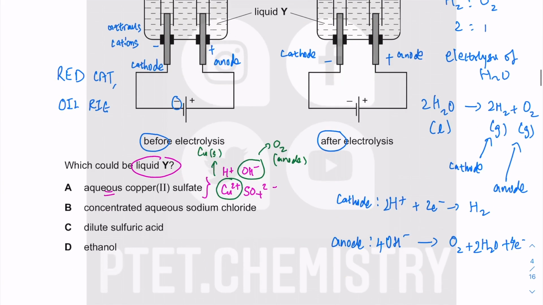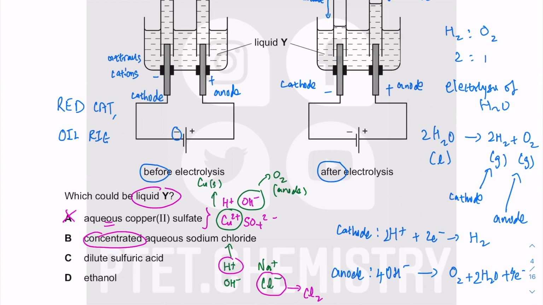So aqueous copper(II) sulfate is definitely incorrect. Aqueous sodium chloride, so I can tell you H+, OH-, Na+, Cl-. So it is concentrated, because I don't know why I put a cross there. That should have been for A. Concentrated means you favor the chloride over the OH-, which means that this one will give you Cl2 at the anode, and therefore it does not give you the 2:1 ratio like for electrolysis of water.